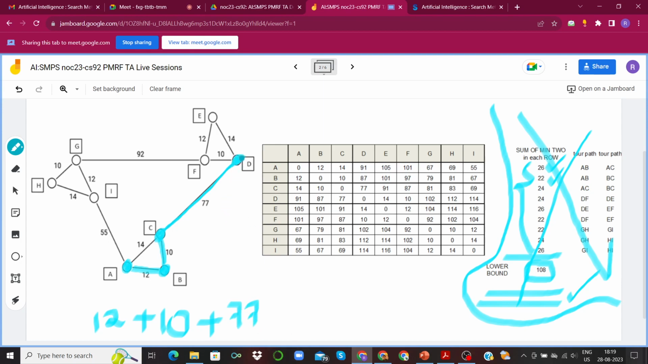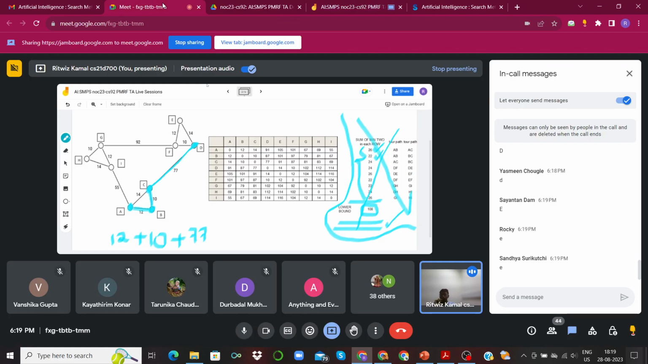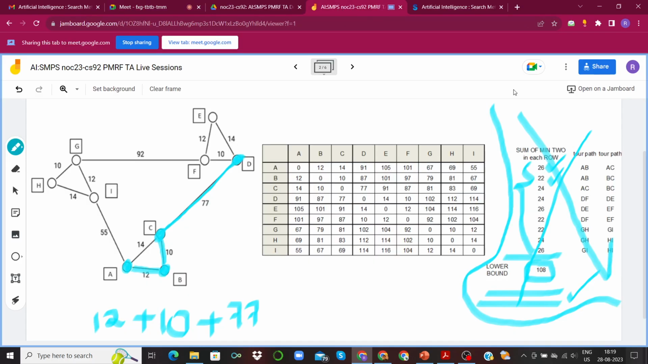Okay, now we are at D. Now what do you think? Which edge are we going to take? Is it going to be the 10 cost edge to F, or is it going to be the 14 cost edge to E? Okay, so some of you are saying that it will be E, some of you are saying that it will be F. So think about it.